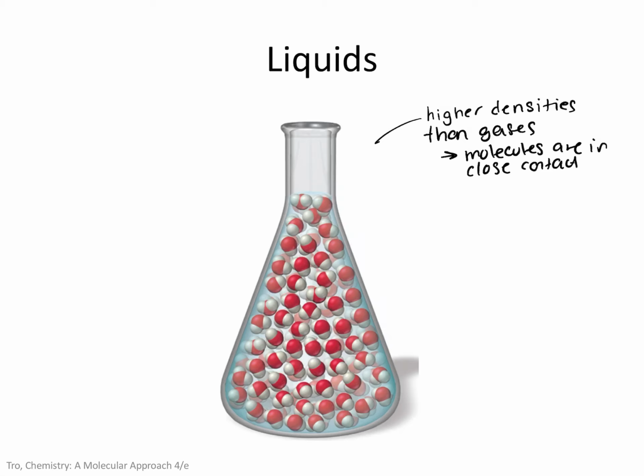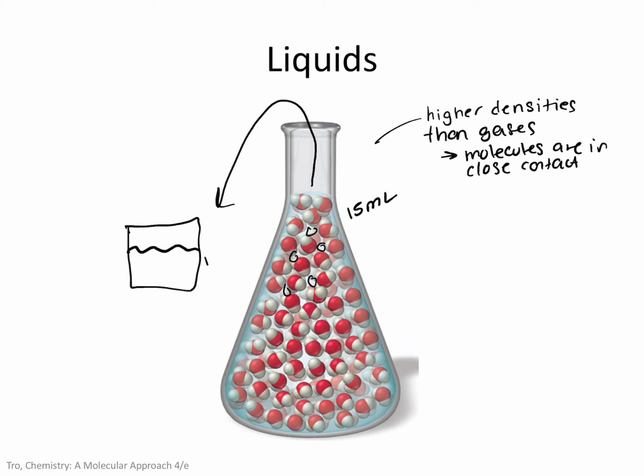They have indefinite shape because the limited freedom of molecules allows them to move around enough to get to the container walls. So since there's space between each of these molecules, if I were to take this same amount and place it into a beaker, it would take the shape of the beaker. So it has an indefinite shape. The shape is not specific. However, if this was, for example, 15 milliliters, this would also be 15 milliliters. It has a definite volume because the limit on their freedom keeps them from escaping.